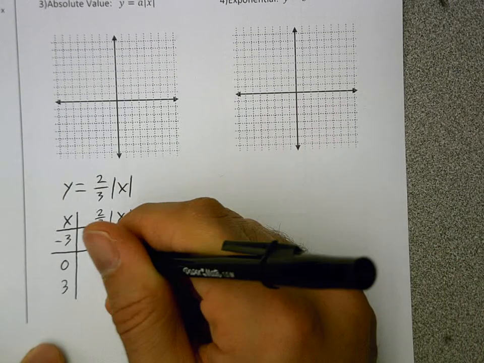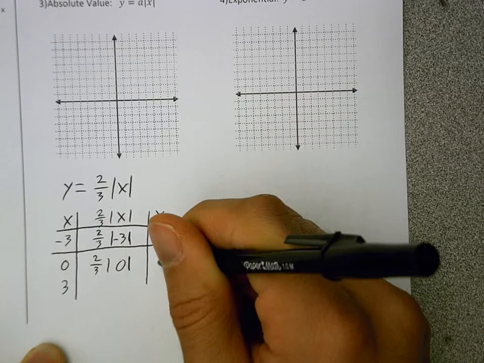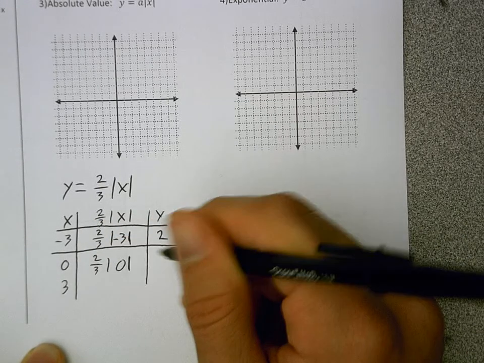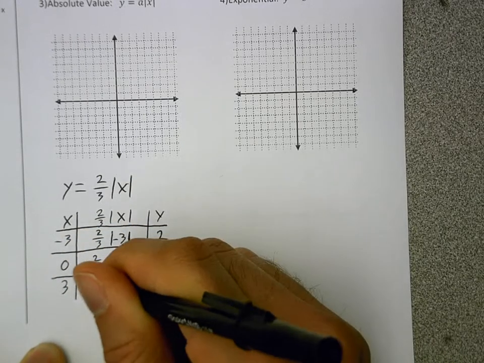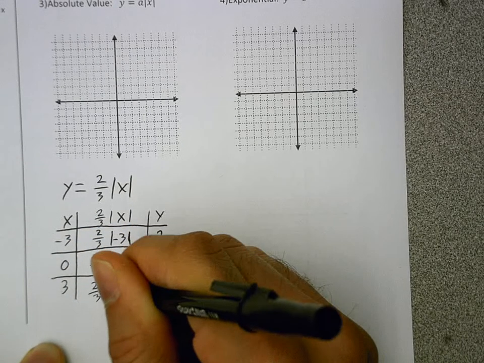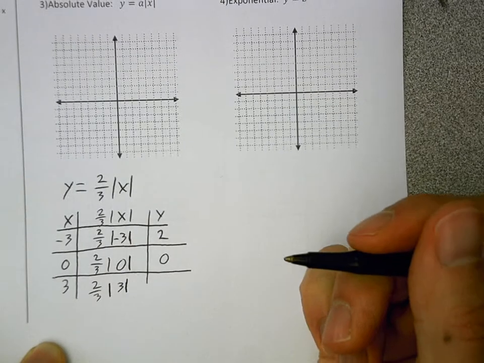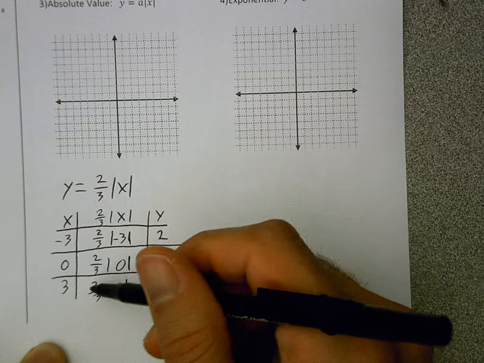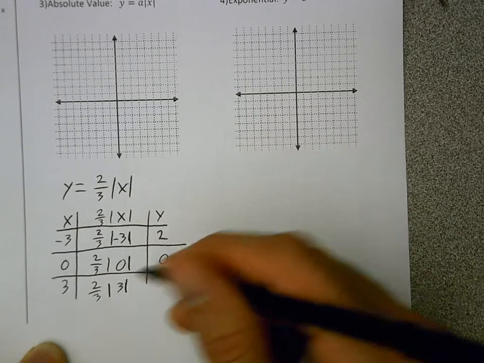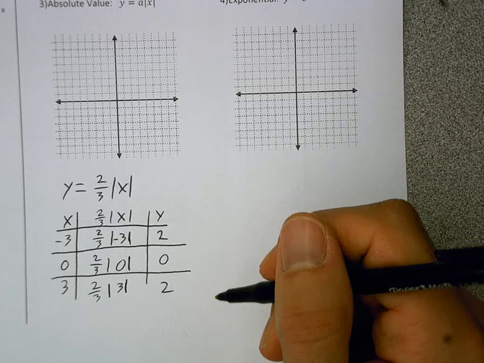If you plug in 0, 2/3 absolute value of 0, that's still just 0 times 2/3 is 0. And then if I plug in 2/3 absolute value of 3, the absolute value of 3 is still just 3. Absolute value doesn't do anything to a positive number. But 3 times 2/3, then the 3's cancel out and I get a positive 2 again. Does that make sense to everybody?